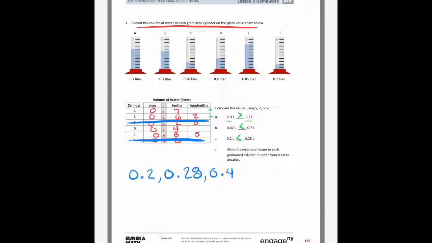The next would be 0.62 because it has 6 tenths. The next would be 0.7 because it has 7 tenths. And then the last one would be 0.85 because it has 8 tenths and 5 hundredths.